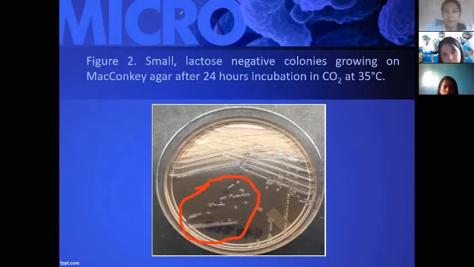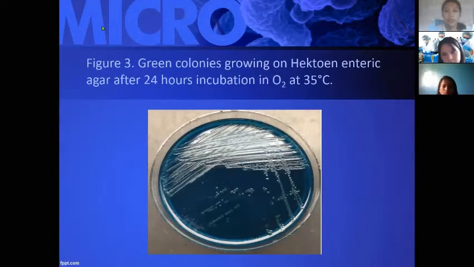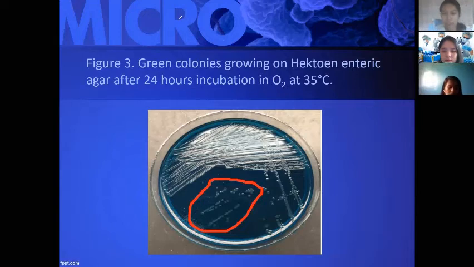Next. In figure 3, the picture shows the growth of transparent green colonies with black centers on the Hektoen enteric agar after 24 hours incubation at 35 degrees Celsius. So we can see here that it is transparent green and has a black center. So next.